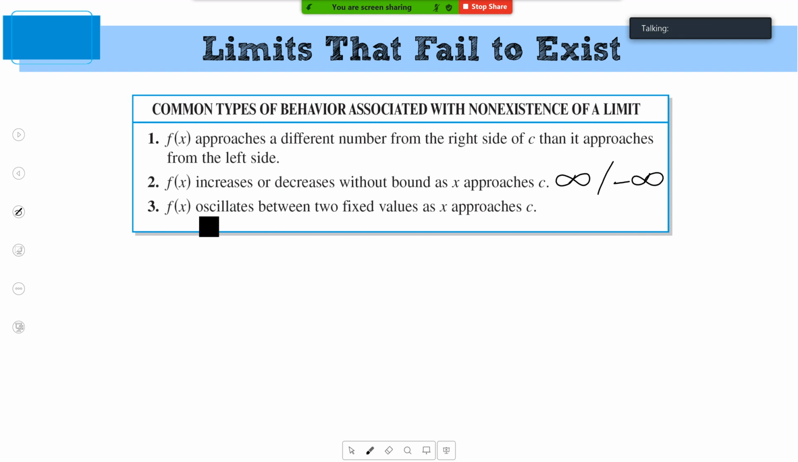Step 3, oscillates between 2 fixed values as x approaches c. That's weird. What does the word oscillate mean? Do you all know what oscillate means? Yes. My fault. Could you explain? I didn't ask the question. I assumed you would continue. Like moving between, like moving away and towards one specific value.